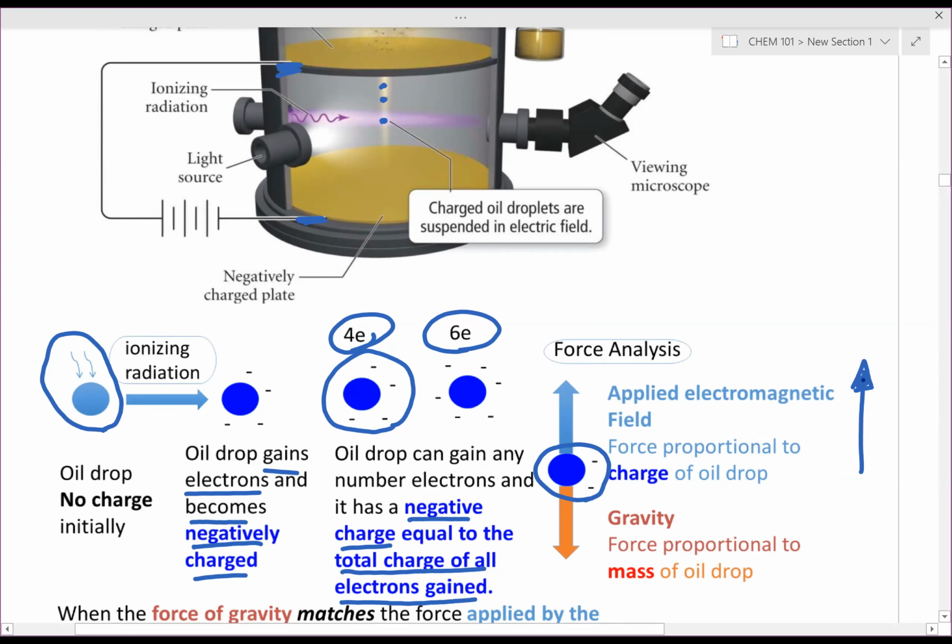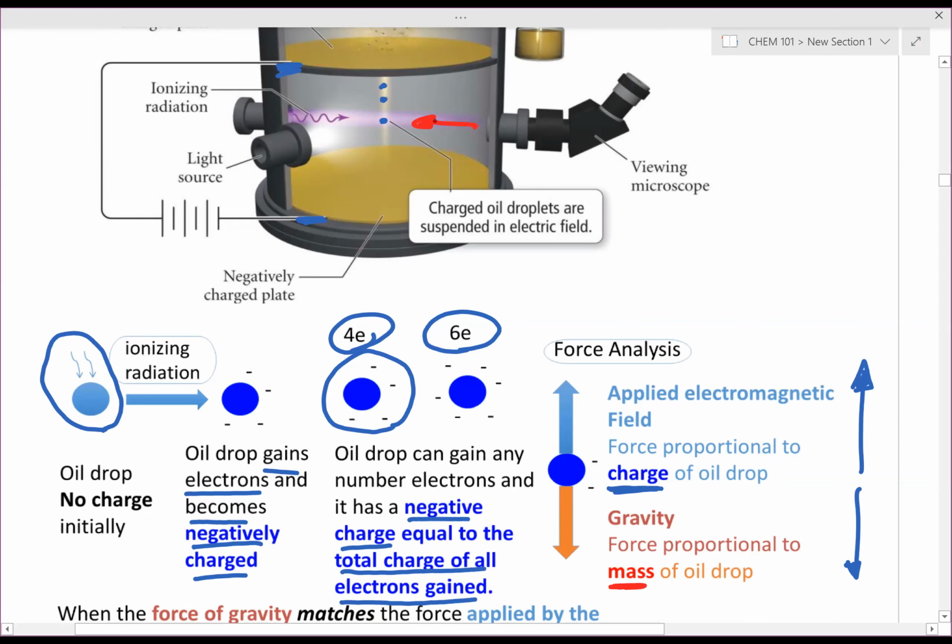What is dragging our oil drop down? What fundamental force drags objects down? Gravity. So, looking at our force analysis, we have two forces acting on our oil drop: the electromagnetic field and gravity. The electromagnetic field is based on the charge of the oil drop, while gravity is based on the mass. And if you sit there turning the dial, adjusting the electromagnetic field just right, you'll eventually get it so the oil drop is suspended in air, doesn't move. And we can observe it using our viewing microscope.